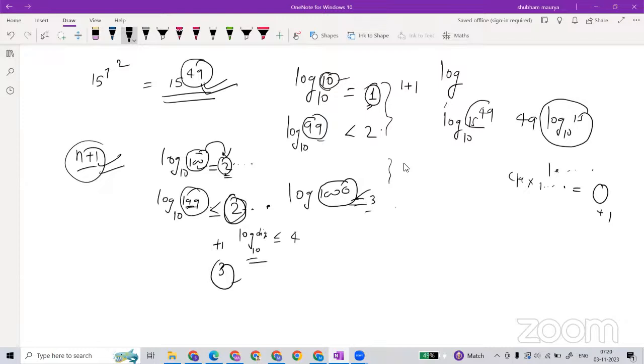Okay, that's why the same pattern will follow. Whatever the log value you get of the whole number, take the integer part and add 1. That is going to be the number of digits. Okay, got it, sir.